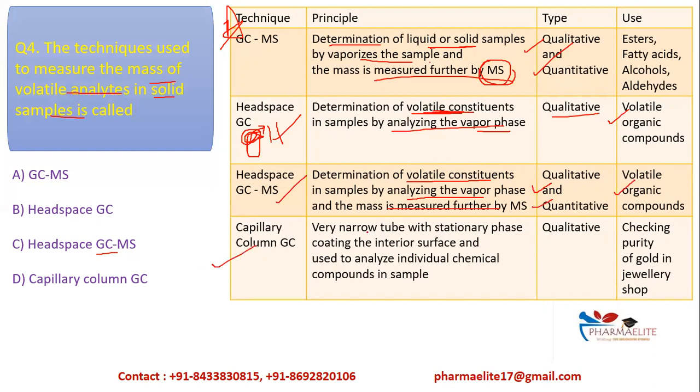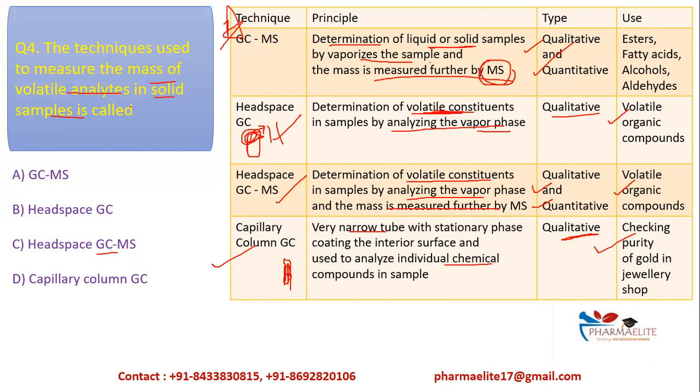Capillary column GC uses a very narrow tube. Capillary मतलब क्या, एकदम narrow tube आता है, like a capillary, which we all have seen in our lab and other demo experiments. So this is a very narrow tube in which a stationary phase is coated on the interior surface, and this is used to analyze the individual chemicals in a sample. It is just used for analysis, therefore it is qualitative. It checks the purity of gold in a jeweler's shop. Since it is qualitative, it is used for checking purity. We cannot measure it. It is just qualitative, not quantitative.